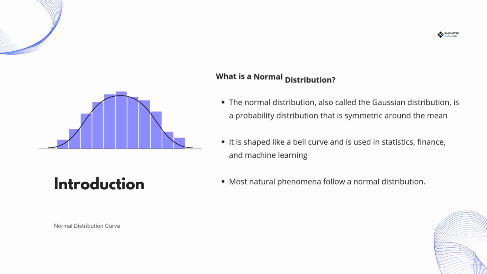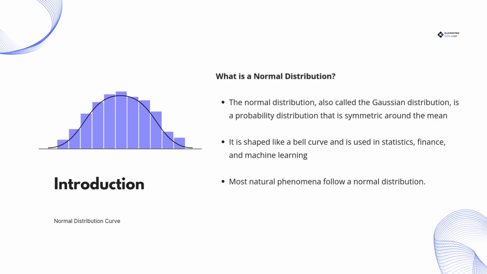Hello and welcome. In this video, we're going to dive into an important concept in statistics, the normal distribution. Also known as the Gaussian distribution, this bell-shaped curve is seen everywhere in real-world data. From IQ scores to stock prices, it plays a crucial role. Let's break it down.